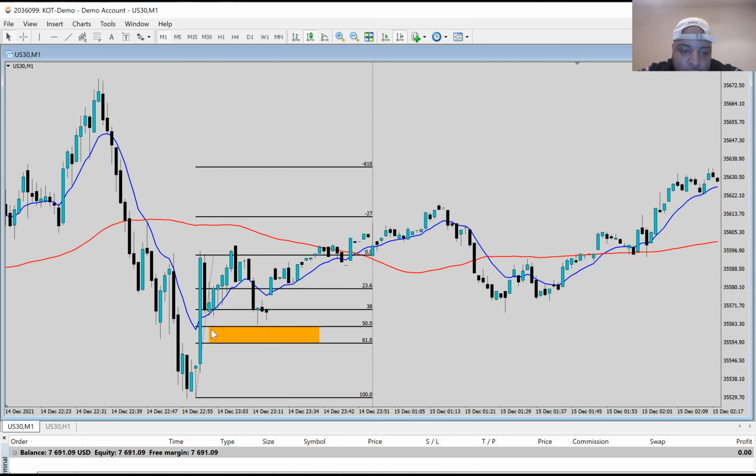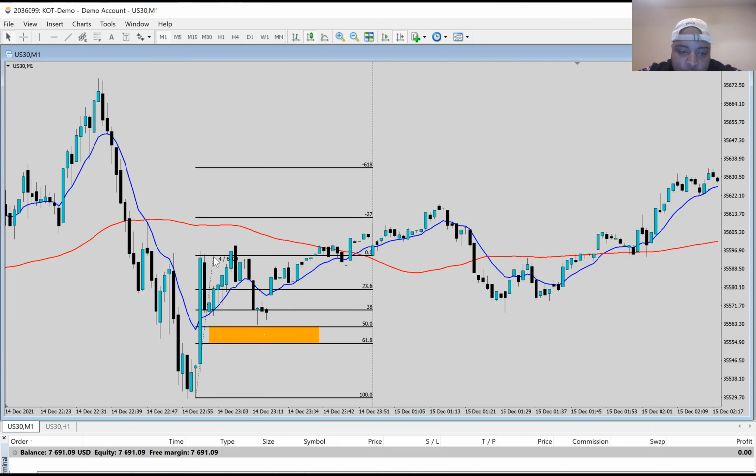Did we ever come back to the 50 or 61.8? No. So what happened? It went to the 38. This is why I don't use the 38. This is why I don't take entries at the 38. I wait for a good amount of pullback, because when you take this buy, look what happened. It dropped again. That's not a good buy to me.